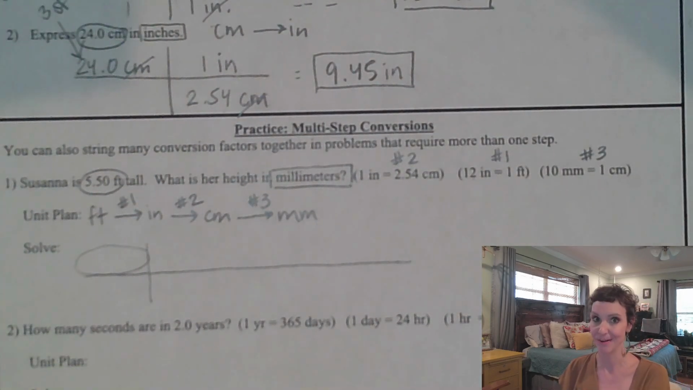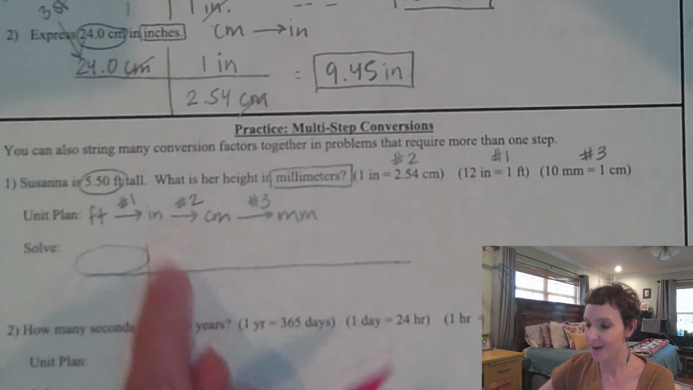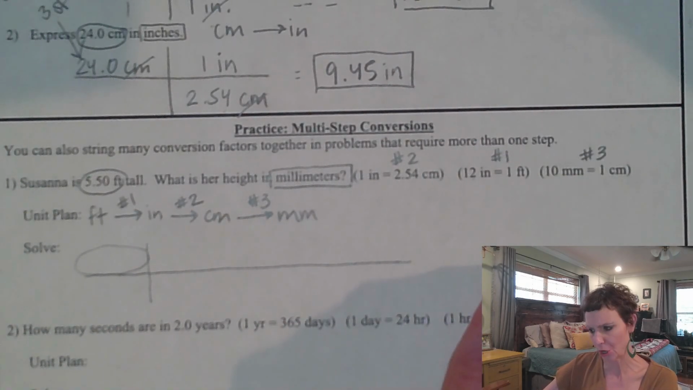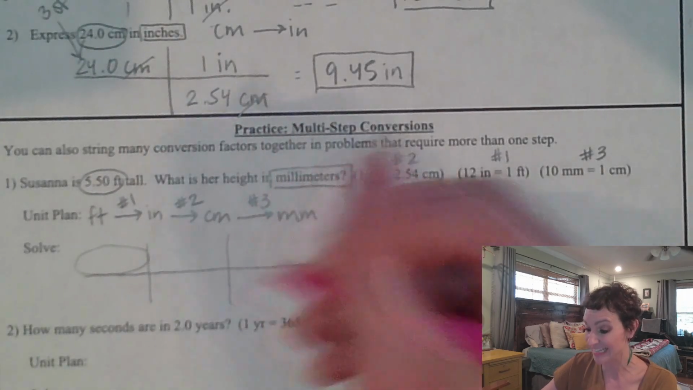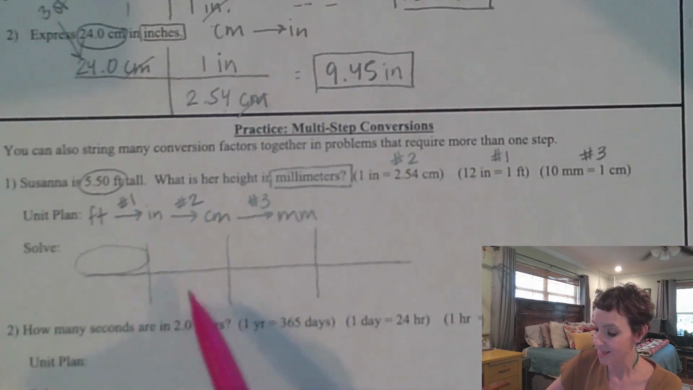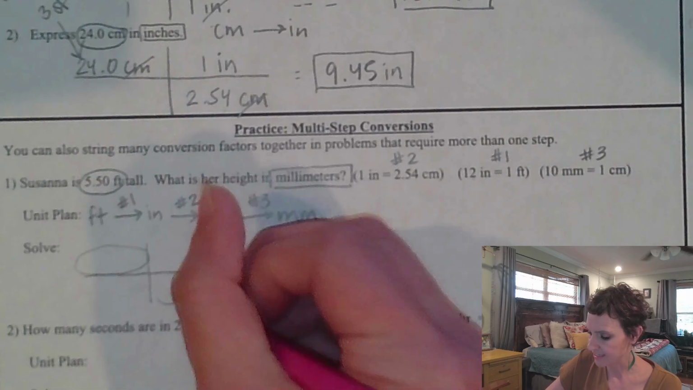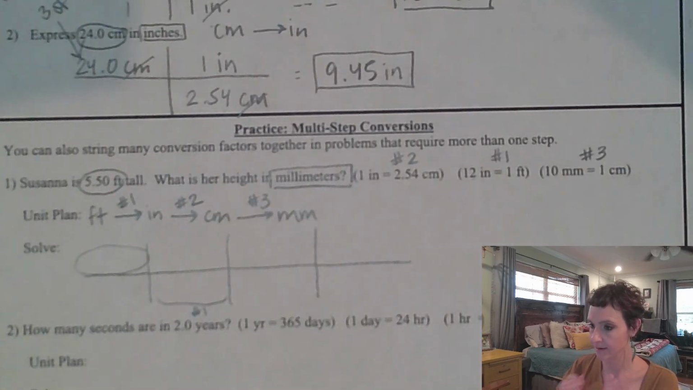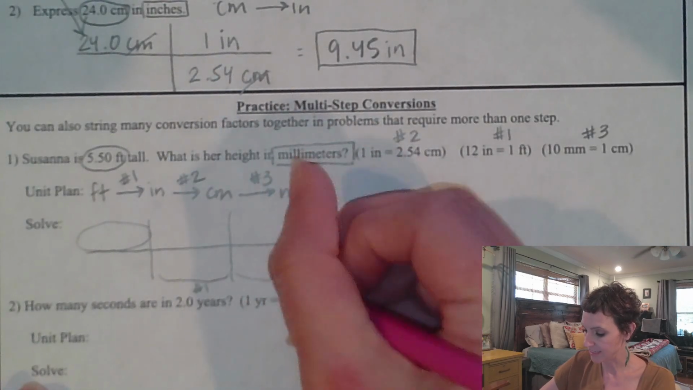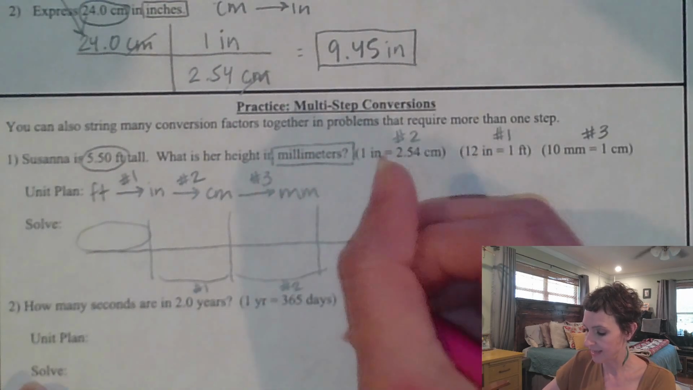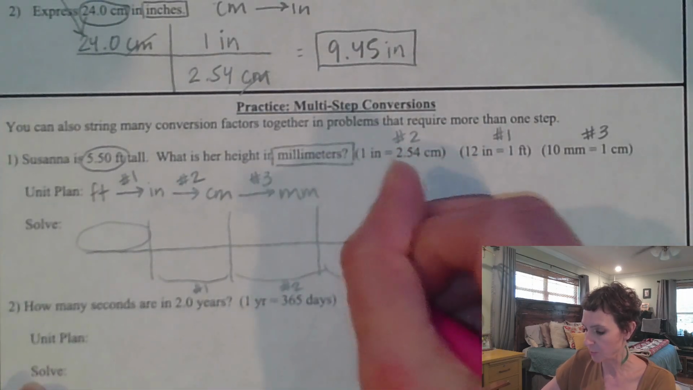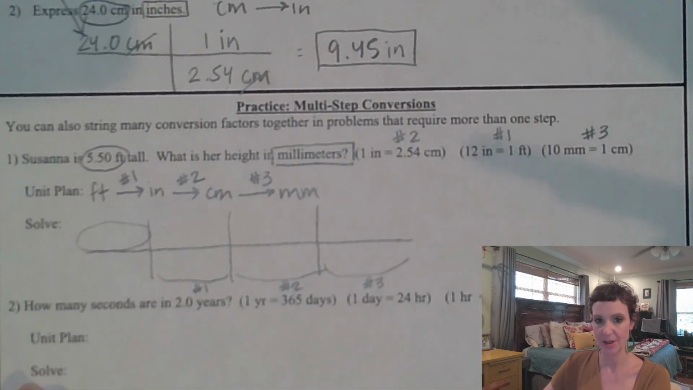We know my given is 5.50, right? And then my conversion factors in some order are going to go here, okay? Since I have 3 steps, this will be where step number 1 is. This will be where step number 2 is. And this section here will be where step number 3 is, okay?